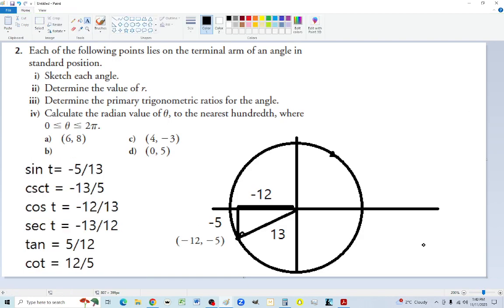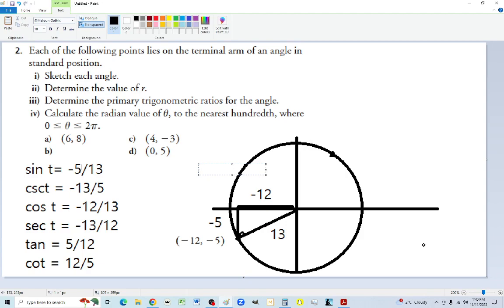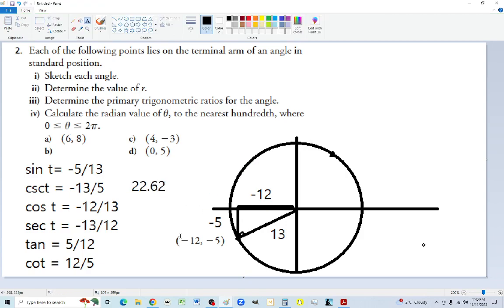Now the nice thing, again, is I can take any of those values. This time I'm just going to take the tangent, 5 divided by 12, and do arctan. And I get this. Again, it doesn't matter which, and now they want it to the nearest hundredth degree, so that rounds to 2 degrees.